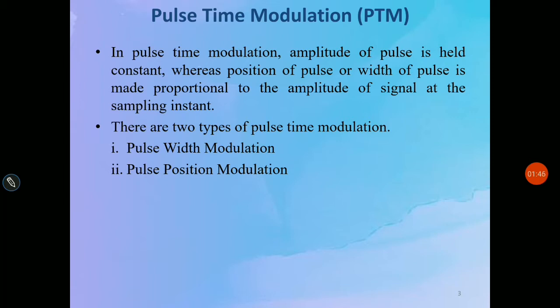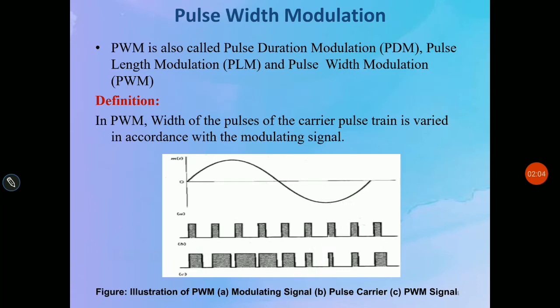Pulse time modulation is of two types. The first one is pulse width modulation, PWM, and the other is pulse position modulation, PPM. Today I am going to talk about pulse width modulation. Pulse width modulation is also called pulse duration modulation, PDM, or pulse length modulation, PLM.